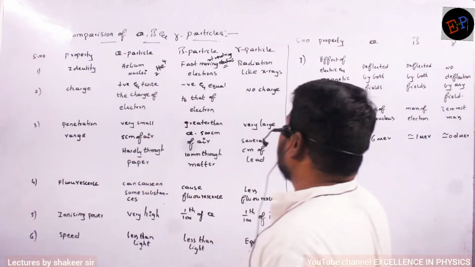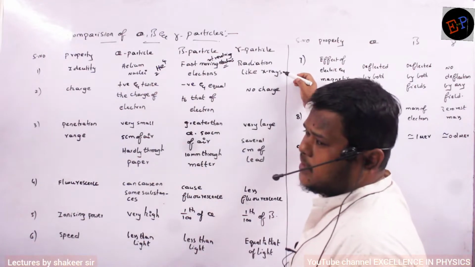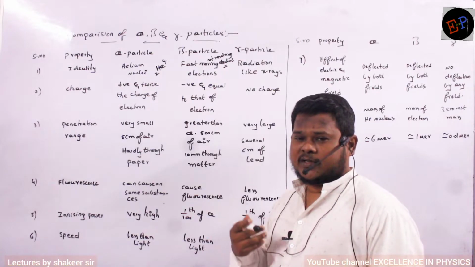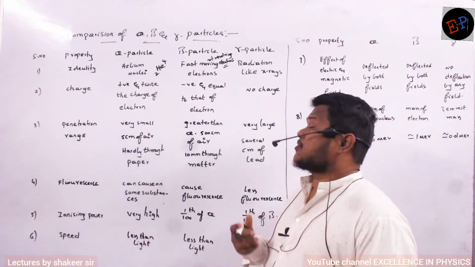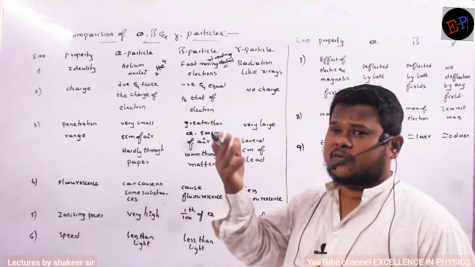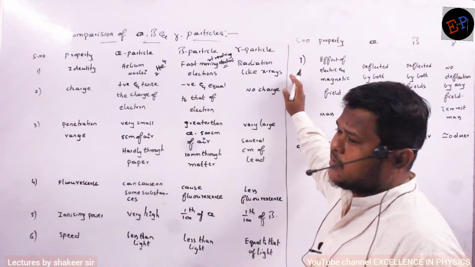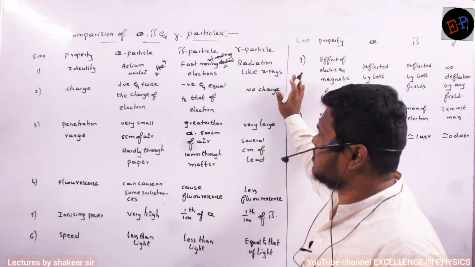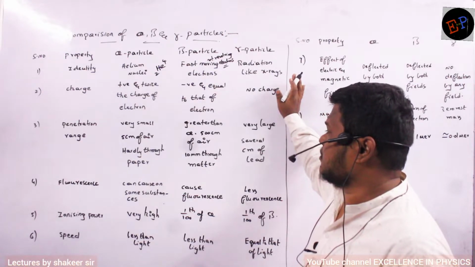And gamma particle, what is meant by gamma particle? It is radiation energy, light energy, or you can call it energy like X-rays. Are you able to understand now? So we know radiation, no? So gamma particle is not matter. It is just radiation. So this is the identity of alpha, beta and gamma particles.